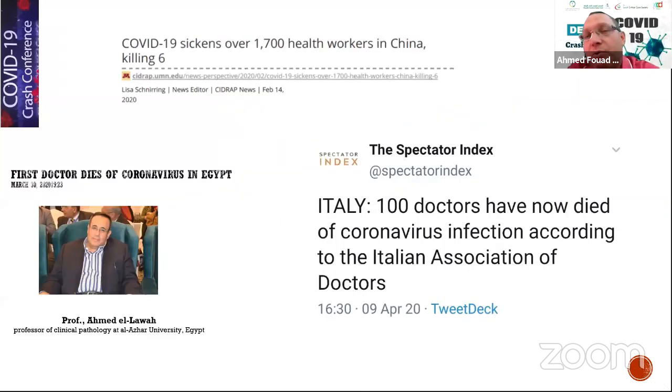And worldwide, until 2 weeks back in Italy, we had 1,000 doctors died, mainly from aerosol-generating procedures. And in China, up to the beginning of February, 17 healthcare workers got infected, and 6 of them died because of the mainly aerosolized procedures. And this is the first doctor who died in Egypt because of intubation.